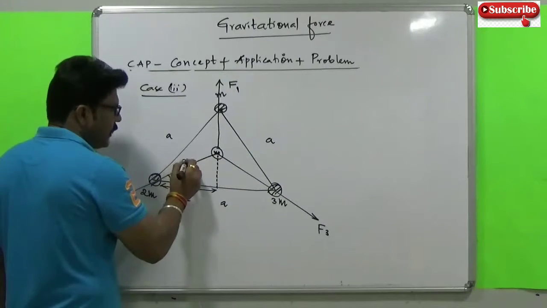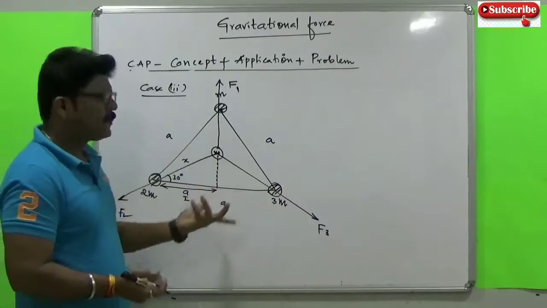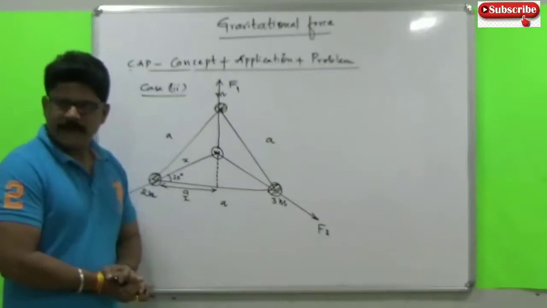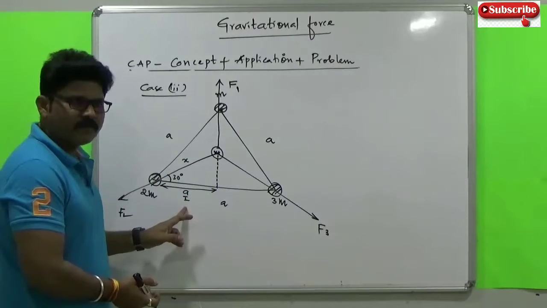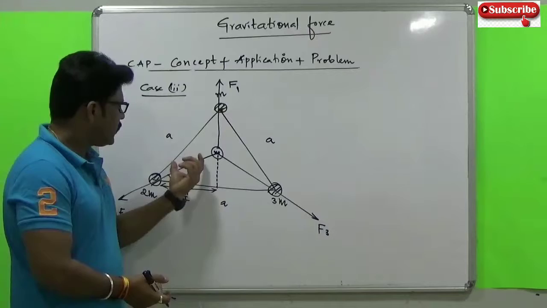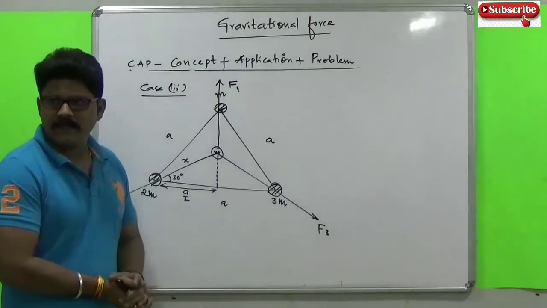Okay, let us make this as x. So this and this both will be the same. At any point, this and this will be the same. So x, a by 2. So what is this? This is the adjacent side and what? Hypotenuse.